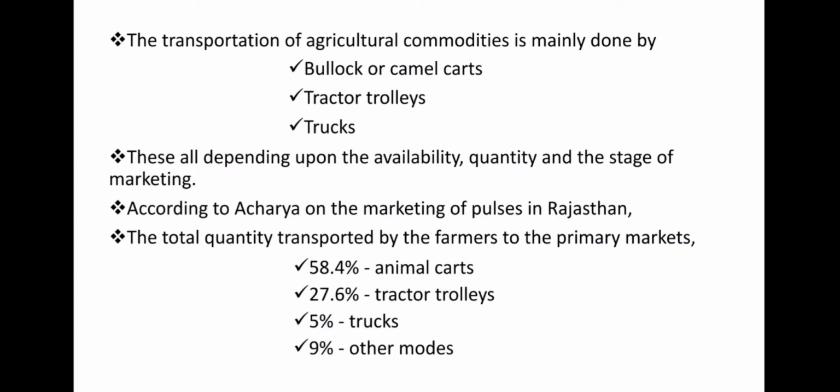According to Acharya, on marketing of pulses in Rajasthan, of the total quantity transported by the farmers to the primary markets, 58.4% is carried by animal cart, 27.6% is carried by tractor trolleys, 5% is carried by trucks and 9% is carried by other modes.